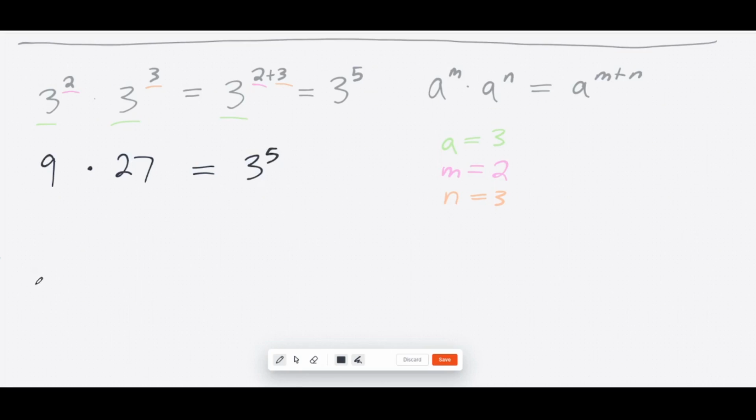So if we come down here, we'll actually calculate 27 times 9 the hard way. So 7 times 9, that should equal 63. And then 9 times 2, that should be 18. Carry the 6, so that should be 243.